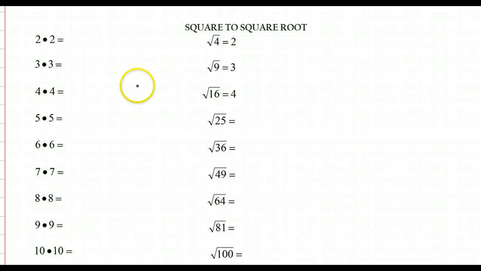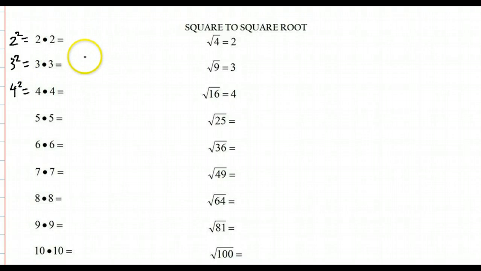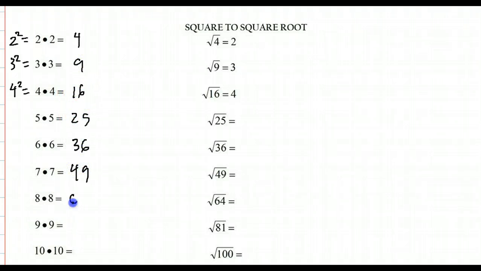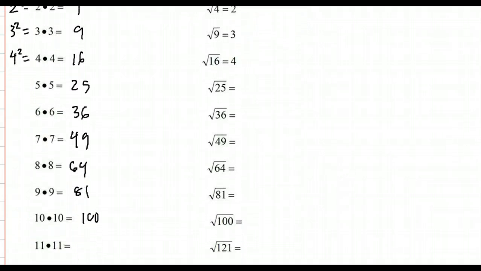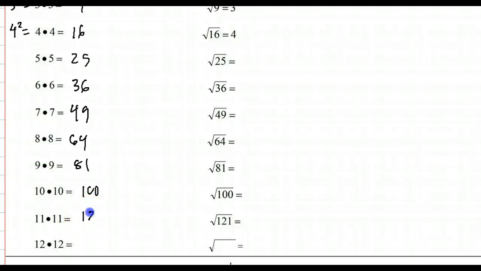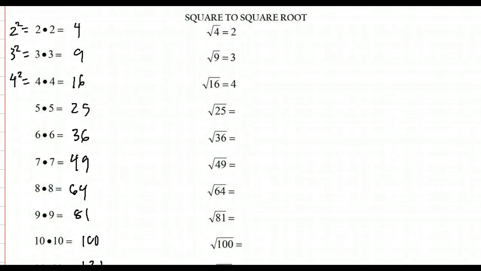Alright, square root basics. Before we start square roots, we want to start with perfect squares. That's what this is. This is 2 squared. This would be 3 squared, 4 squared, and so on. So what is 2 times 2? That's 4. We know that's 9, 16, 25, 36, 49, 64, 81, 100, 121, 144. And the reason you need to know these is because of square roots, it's the reverse.